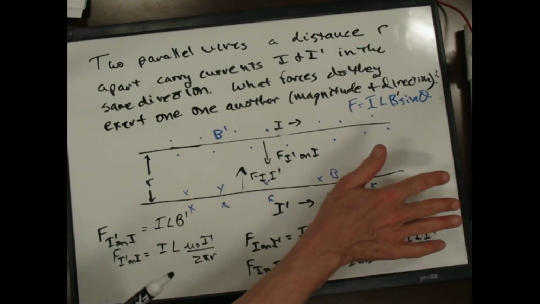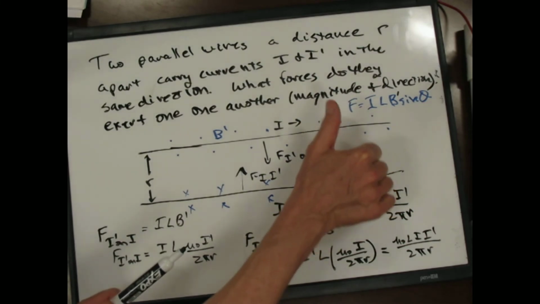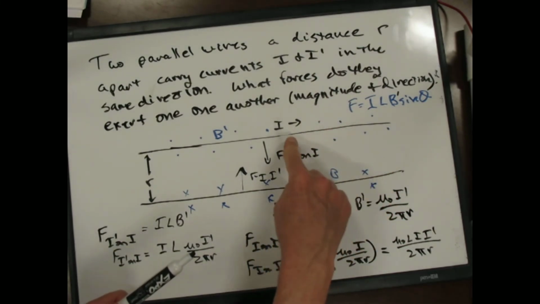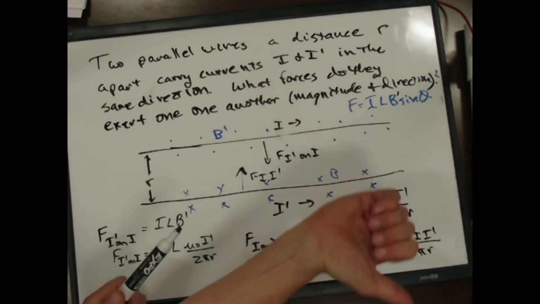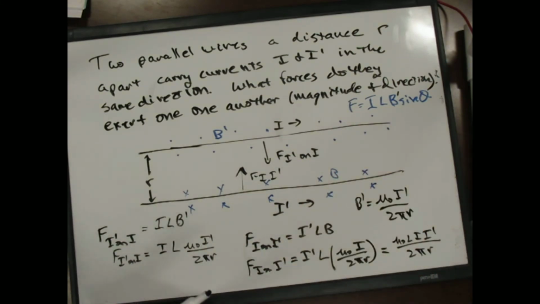The current is going this way, the magnetic field is going into the board, and so this guy gets pushed that way, right? And so the top wire, right, it gets pushed this way, the bottom wire gets pushed that way, and they're attracted to each other. And all we need to know is the length and the currents and the separation to figure out what the force is.